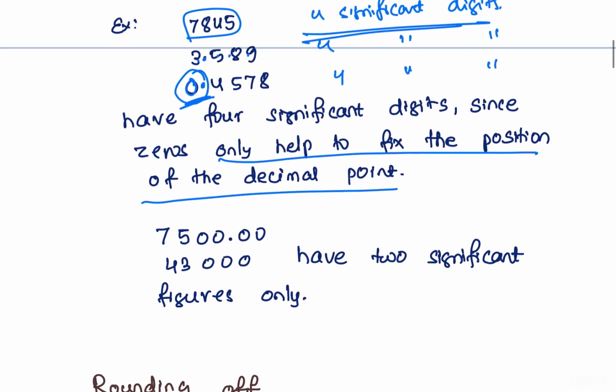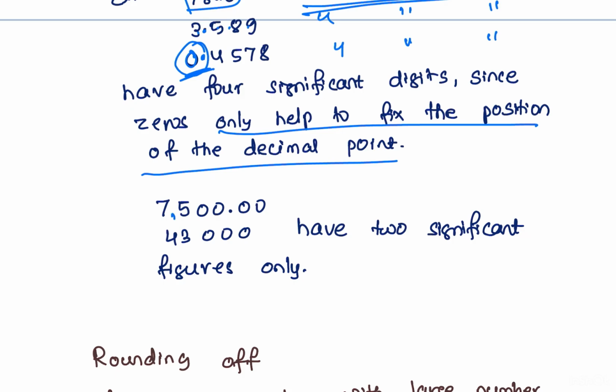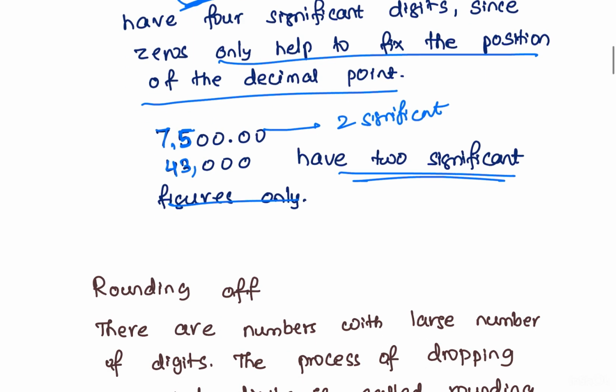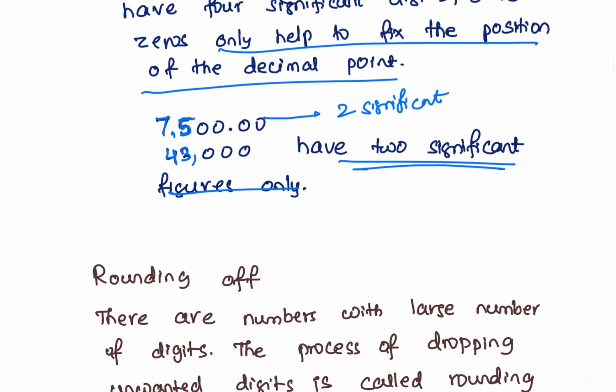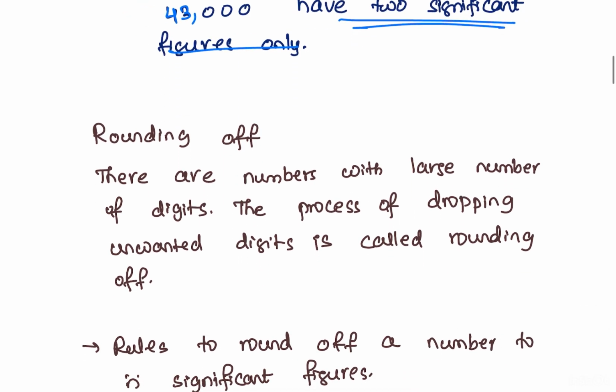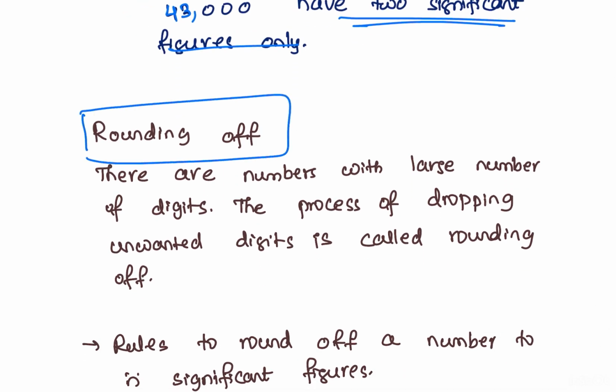Now we may see some more numbers. In 7500, we can observe that only 7 and 5 are non-zero, so this has 2 significant digits. Again in 43,000, only 4 and 3 are non-zero, so this also has only 2 significant figures, because zeros help only in fixing the position of the decimal point.